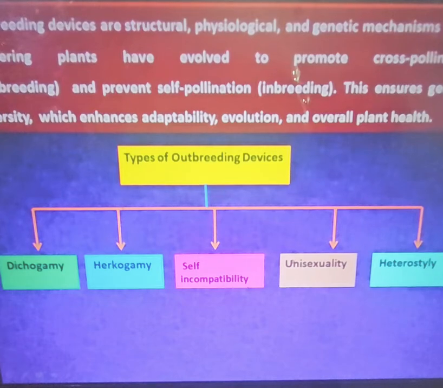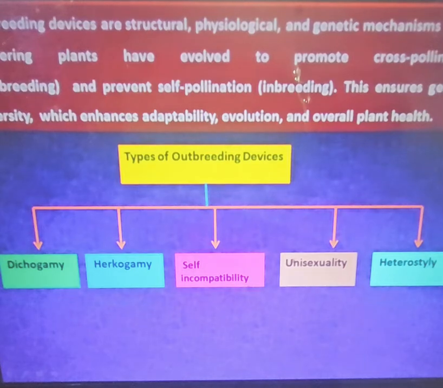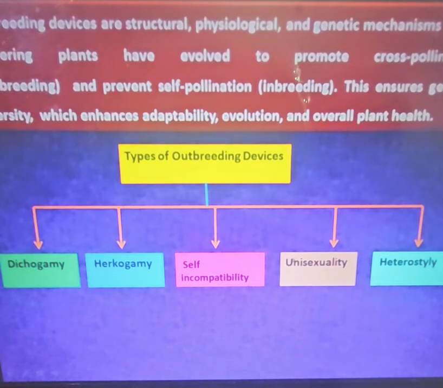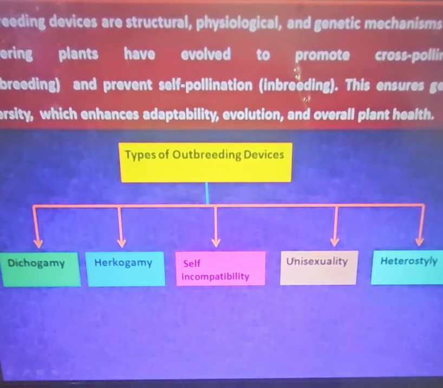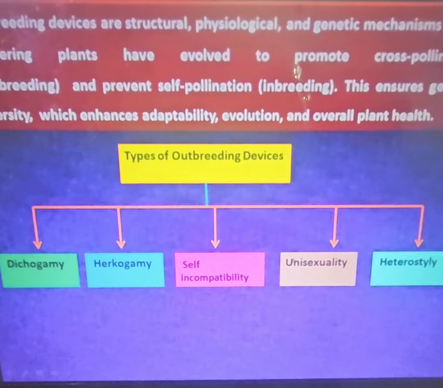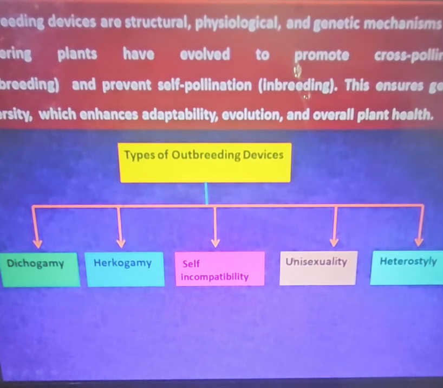In case of self pollination, there are many flowers which are not self pollinated. Instead, what is occurring inside them? There is prevention of self pollination, and there is promotion of what? There is promotion of cross pollination. Now how it occurs, we will learn from this mechanism, and this mechanism is called outbreeding devices.